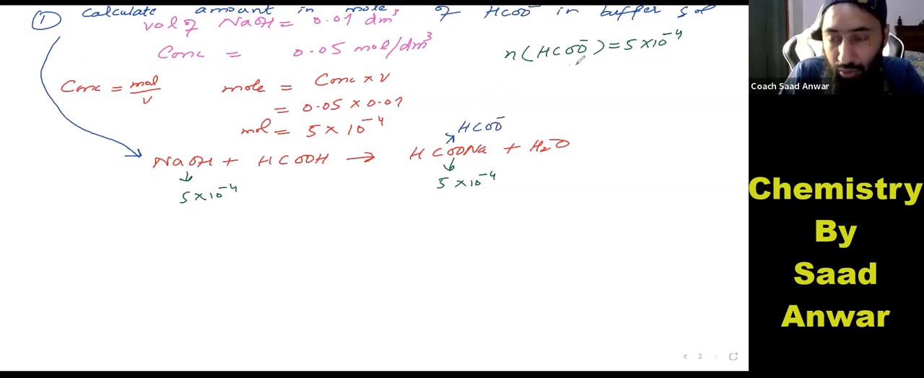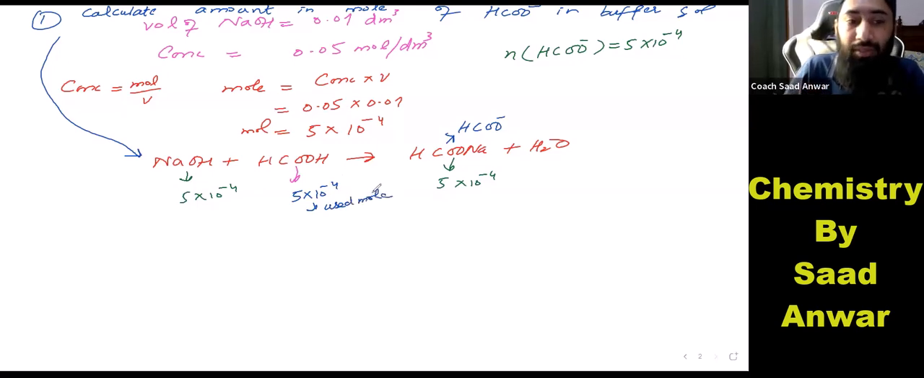So I can say the moles of the salt is 5 into 10 raised to power minus 4. And remember, because this is 1:1, I can consider moles of formic acid is also 5 into 10 raised to power minus 4. So this is the used mole of formic acid. Like this is the mole which has been reacted with sodium hydroxide.